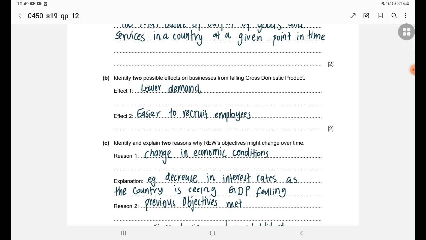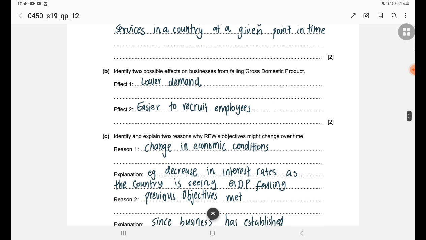Now, when the question states identify 2 possible effects, it's not always something bad. In most cases, it's actually better if you stated an advantage and also a disadvantage, because both of them are effects. Unless it's stated otherwise in the question, where it says how it affects the business badly or what the disadvantages are and stuff like that.